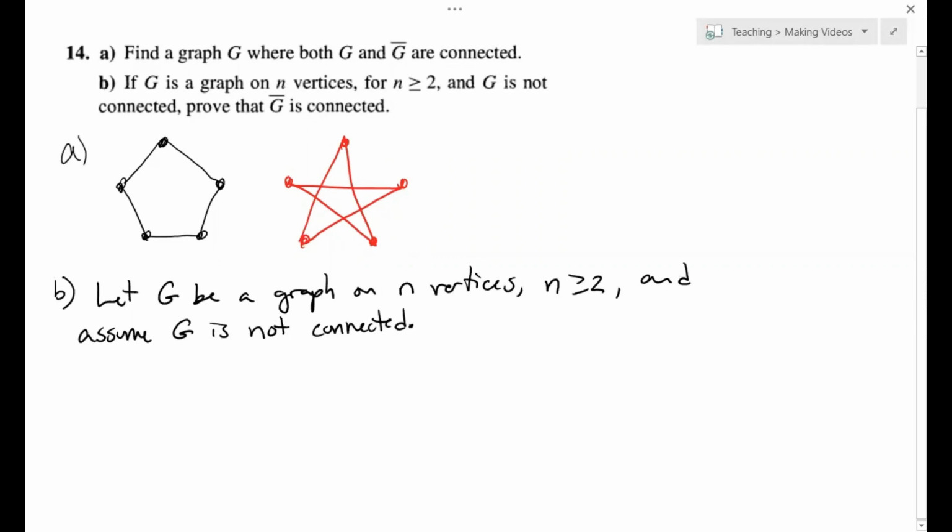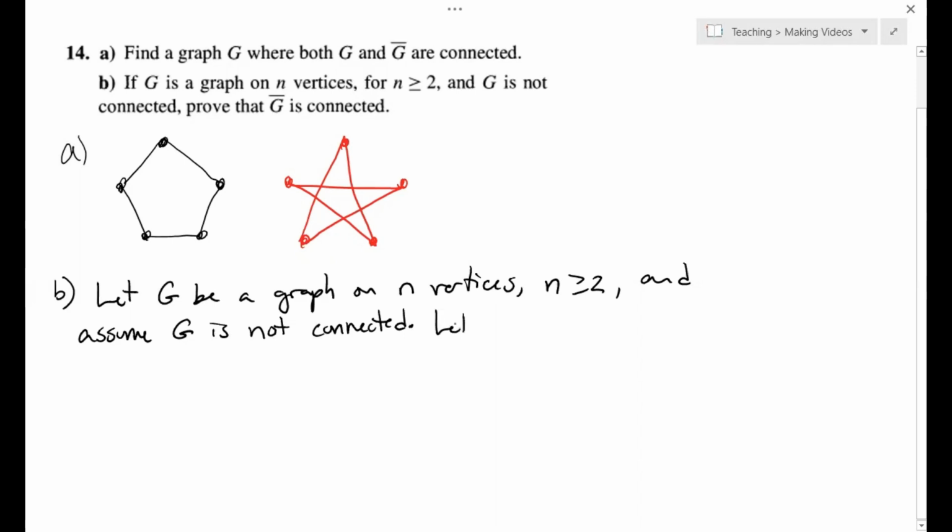All right, so what does it mean to be not connected? It means there's at least 2 vertices where there is no path from one to the other. Another way to look at it is we've got components. Remember what a component is? A component is a maximally connected subgraph. So we've got at least 2 components here.